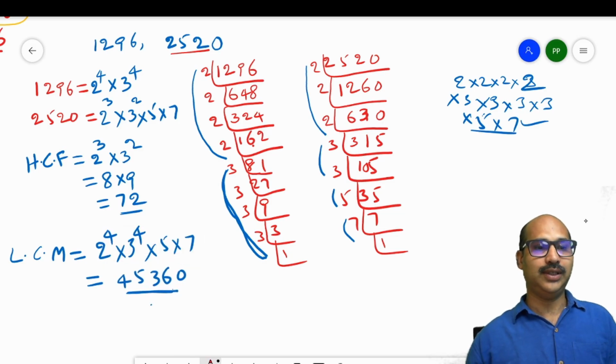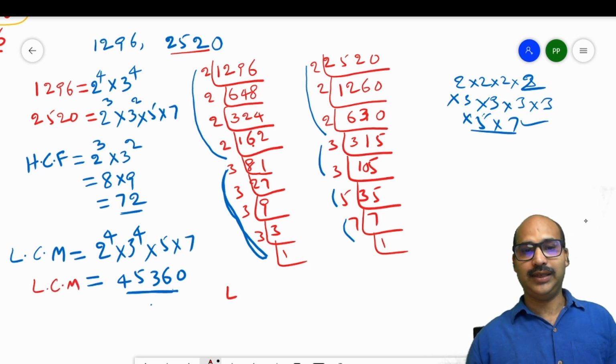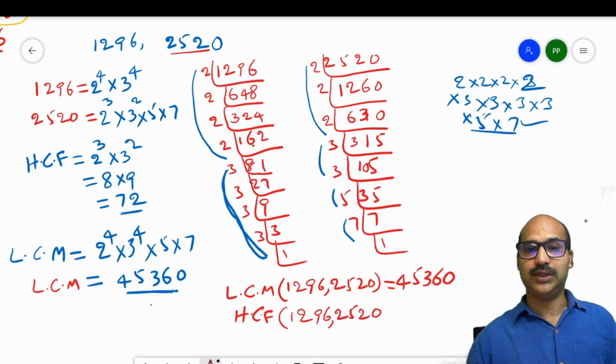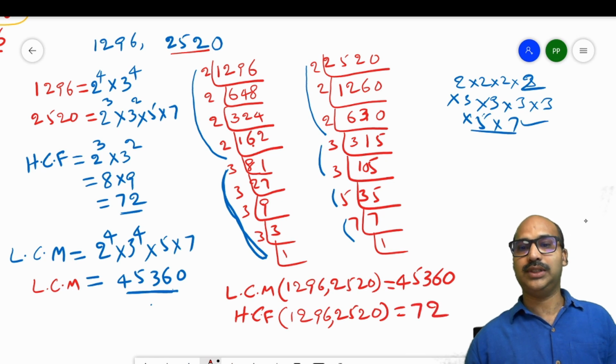So this is equal to LCM. So now LCM of 1296, 2520 is equal to 45360. HCF of 1296, 2520 is equal to 72.